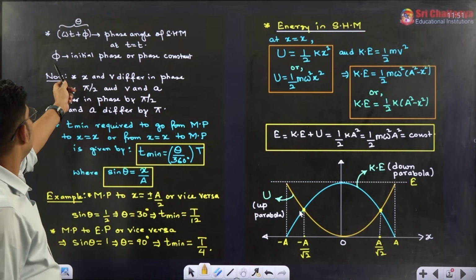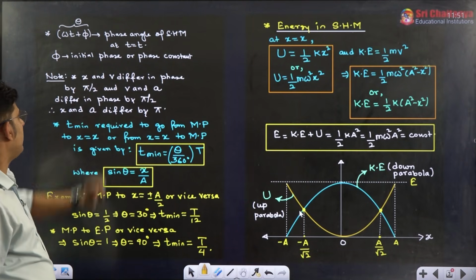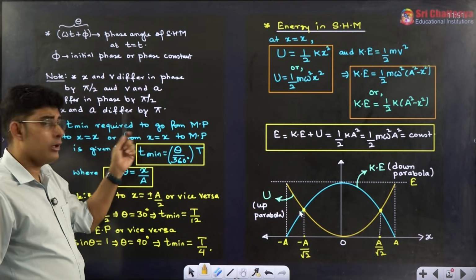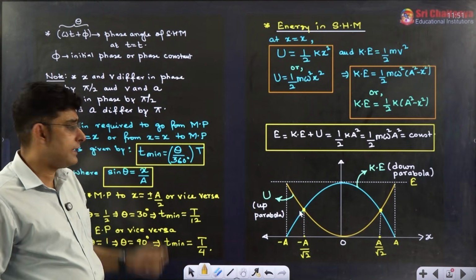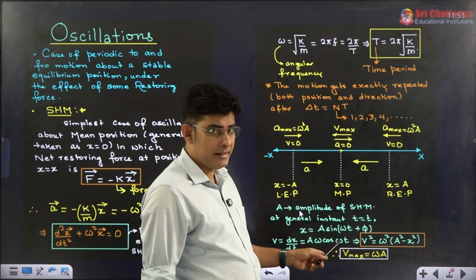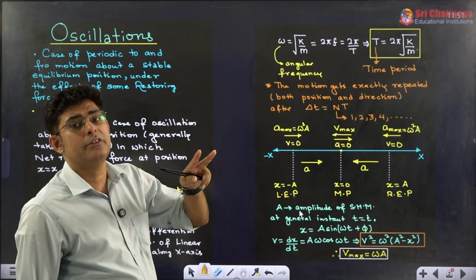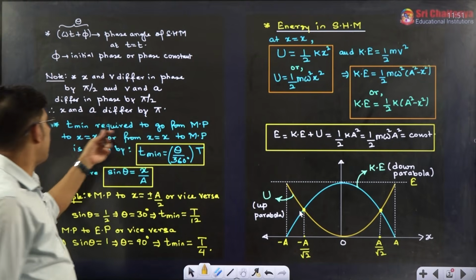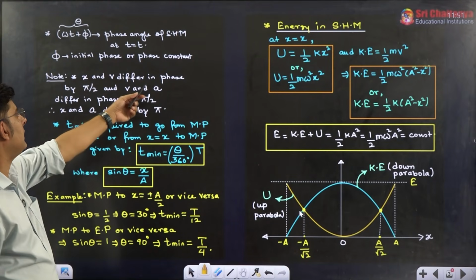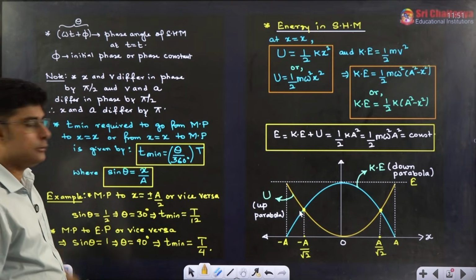So here phi is called the initial phase. X and v differ in phase by pi by 2. V and a also differ in phase by pi by 2, because acceleration, again you see, became minus omega square x. So if x is positive, acceleration is negative, so they have a phase difference of pi between them. X and a have a difference of pi, x and v have a difference of pi by 2. So a and v also will differ in phase by pi by 2.